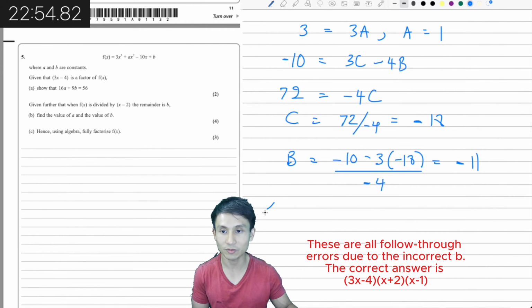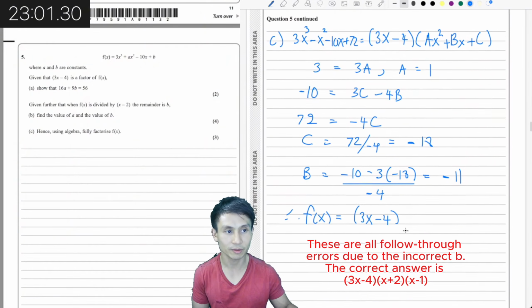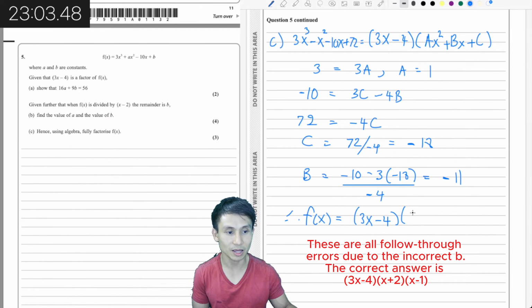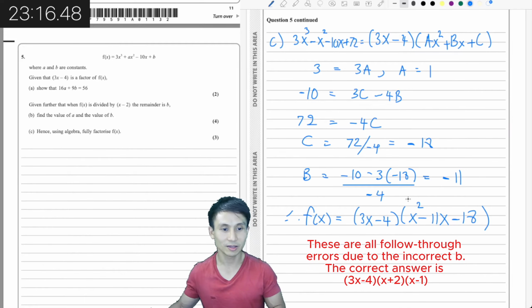So that means f(x) can be factorized to be 3x minus 4, and then big A is 1, so that's x squared, B is minus 11x, C is minus 18, yeah? That's it. Okay, fully factorized. Cool.